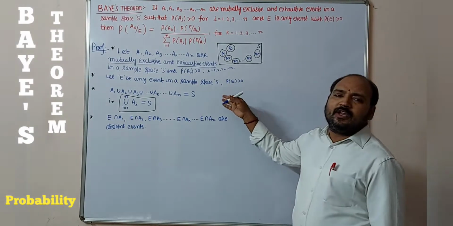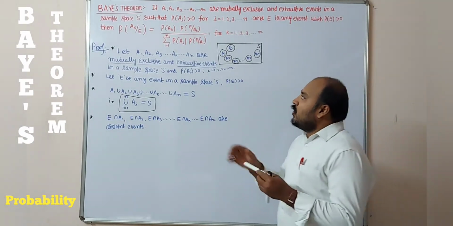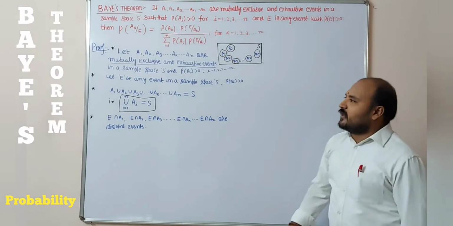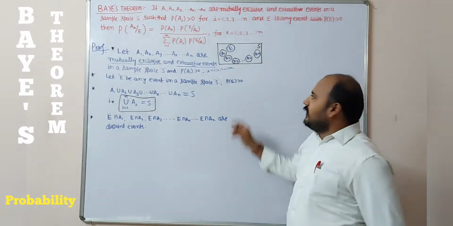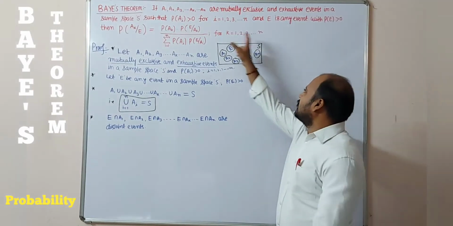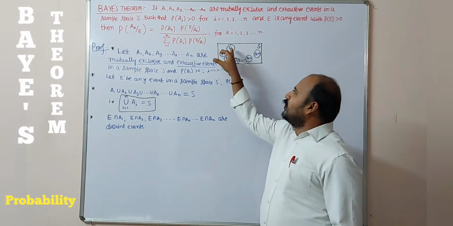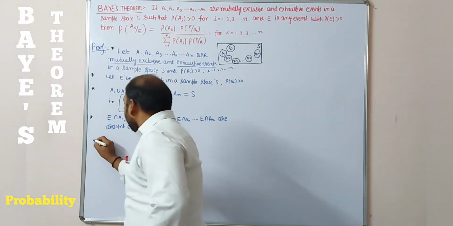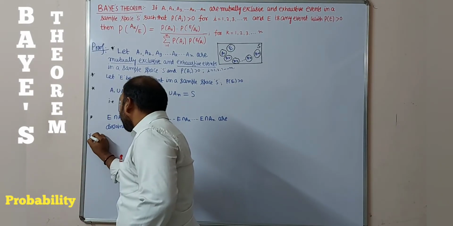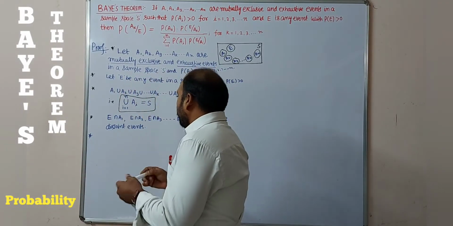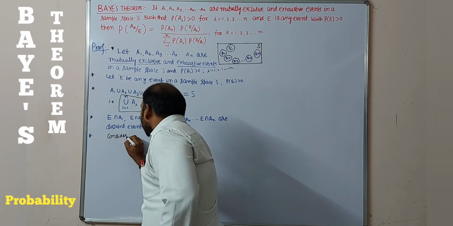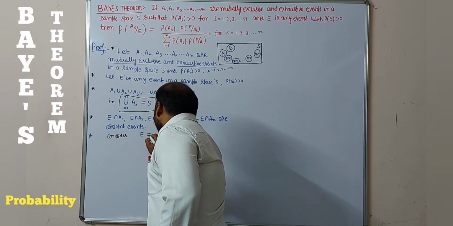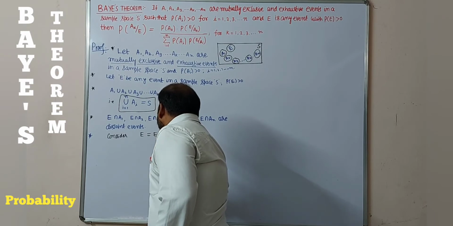Even here also E is greater than 0. From this figure, if you observe E and S, E is the small thing, S is the big thing. So common is E only. So the product we are considering here, consider E is equal to E intersection S.